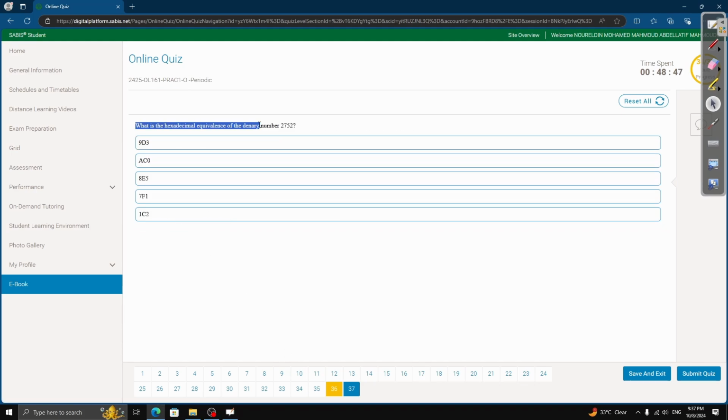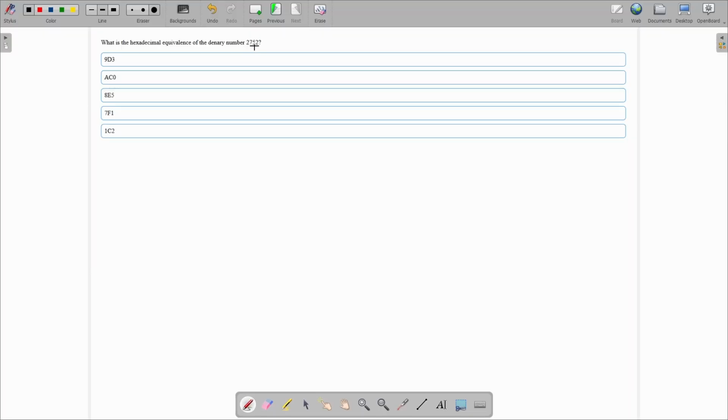What is the hexadecimal equivalence of the decimal number 2752? Unlike binary, there's only really one way, which is the division method. So you take 2752 and divide it by 16. What number, when multiplied by 16, gets you closest to 2752? You get exactly 172.